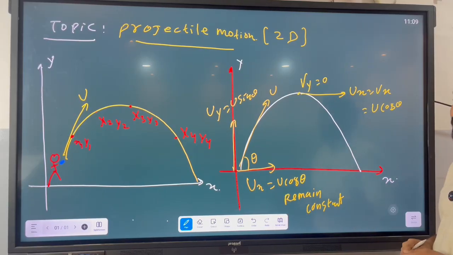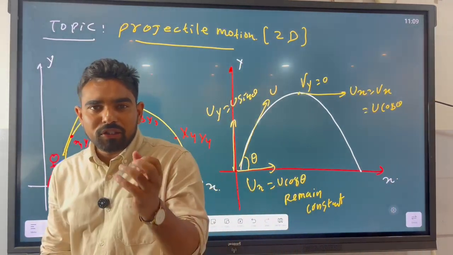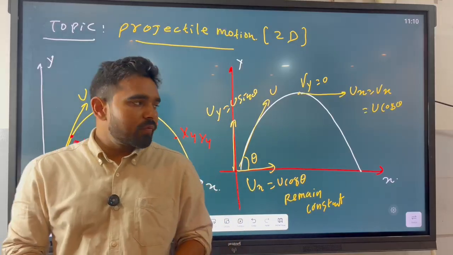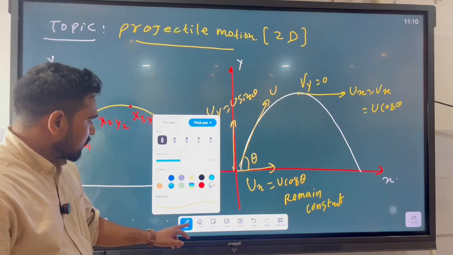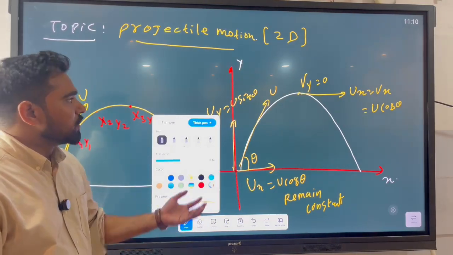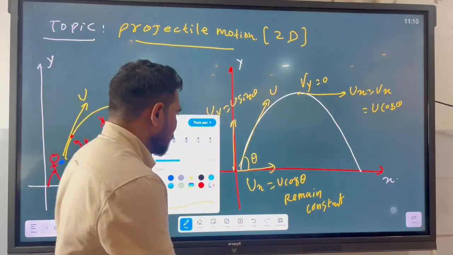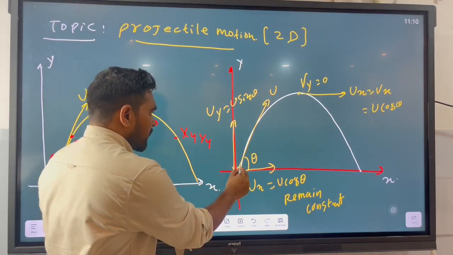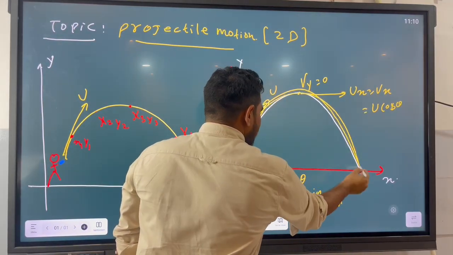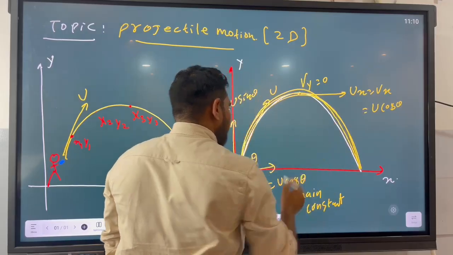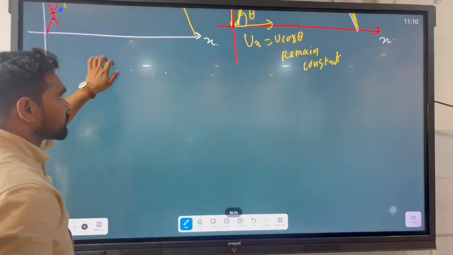Initially we calculate the time of flight. What is the concept of time of flight? What is the logic of time of flight? Time of flight of the object means the time taken by the object during the complete projectile motion. The ball is thrown at this point, and the time taken for this journey, right, is known as the time of flight. This is the time of flight, and we will calculate it.